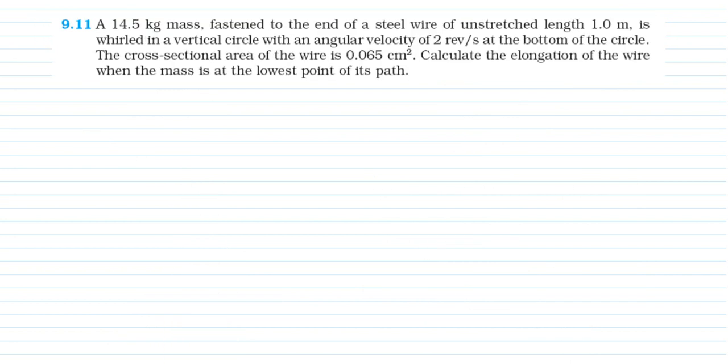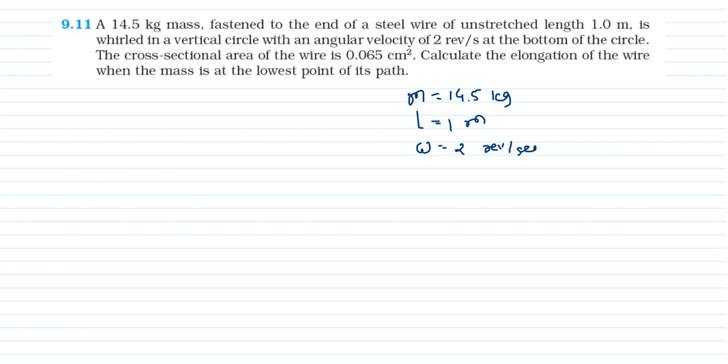Next sum, a 14.5 kilogram of mass. Okay, so simultaneously we'll write the data. So here you can say m is 14.5 kilogram, fastened to the end of the steel wire of unstressed length. What is the length? Length is equal to 1 meter. Is wheeled in a vertical circle with an angular velocity of 2 revolution per second. What is the omega? Omega is equal to 2 revolution per second at the bottom of the circle.